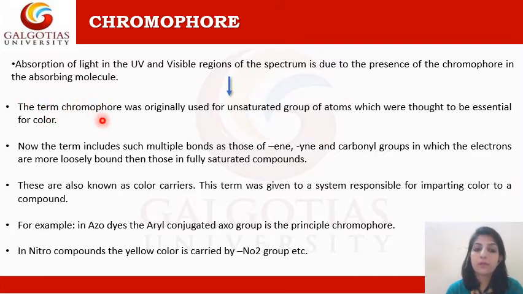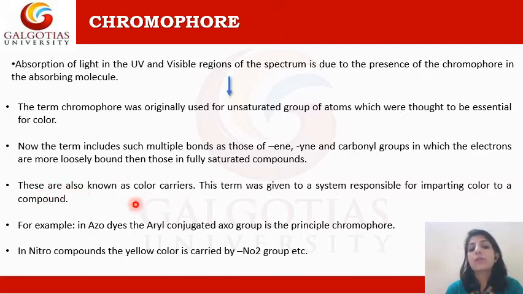The term chromophore was originally used for unsaturated group of atoms which were thought to be essential for color. Now, the term includes such multiple bonds as those of ene, yne and carbonyl groups, in which the electrons are more loosely bound than those in fully saturated compounds. So first it was said that chromophore groups are generally unsaturated groups of atoms, and we all know that as we increase the unsaturation, the group lies in your visible region and it imparts certain color.